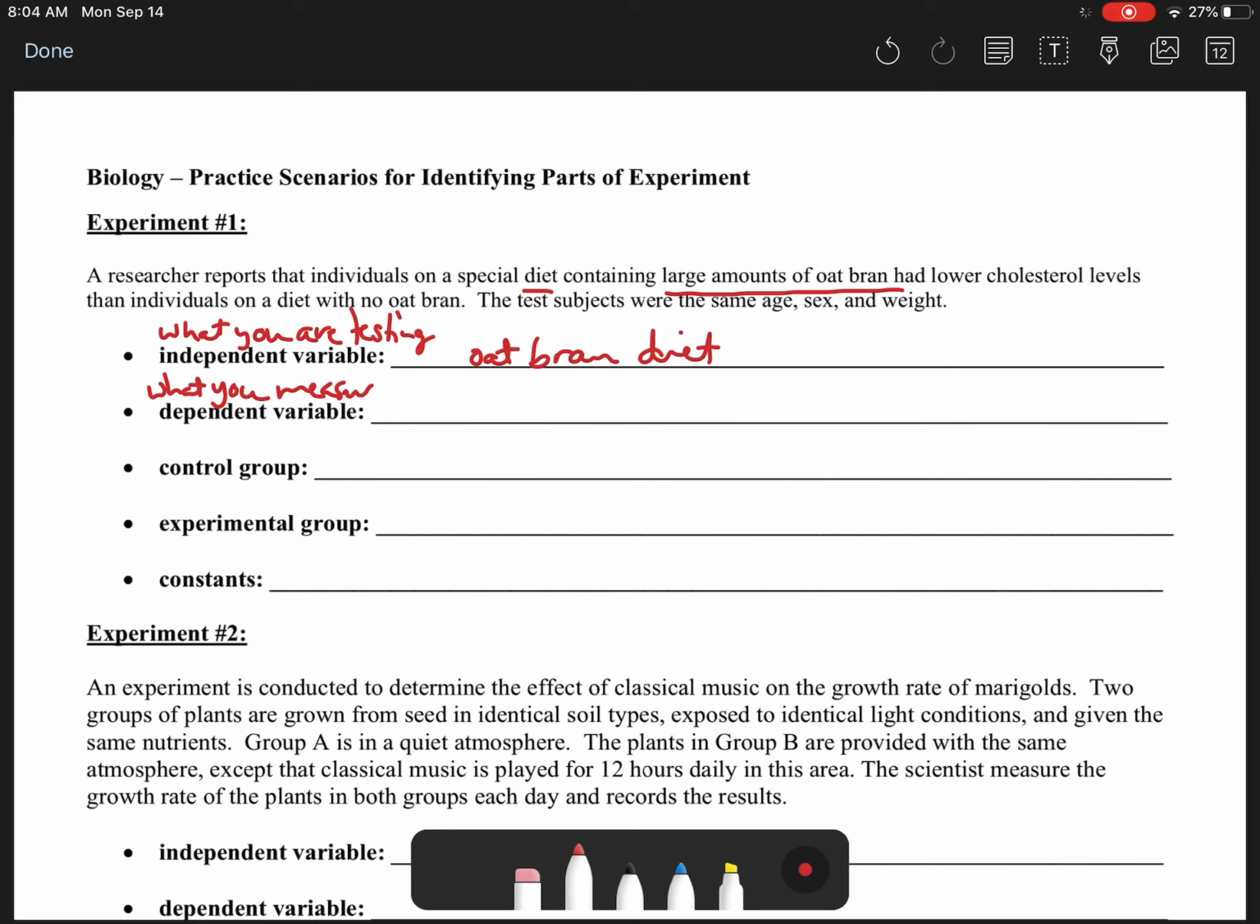Well, what are they hoping to see a change in if people eat a high oat bran diet? I'll just put high oat bran diet by that. They want to see if they have lower cholesterol levels. So what they're measuring is the cholesterol level.